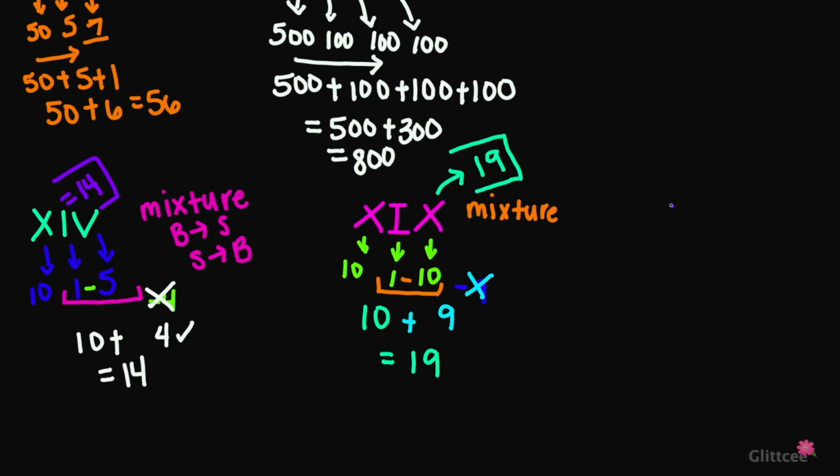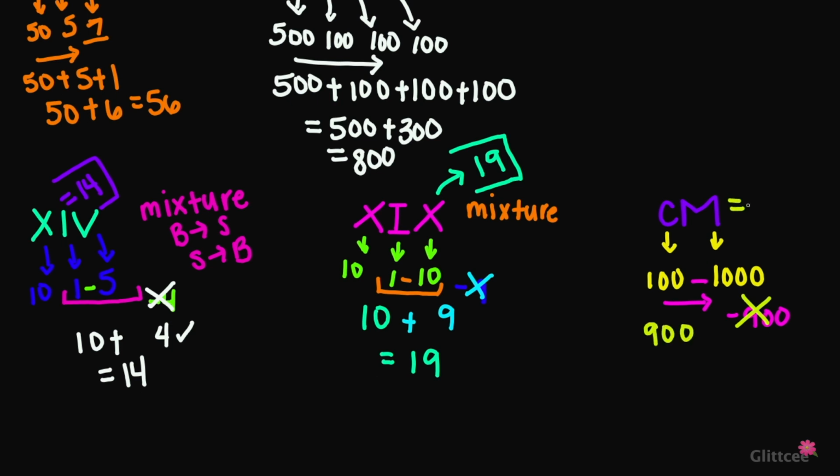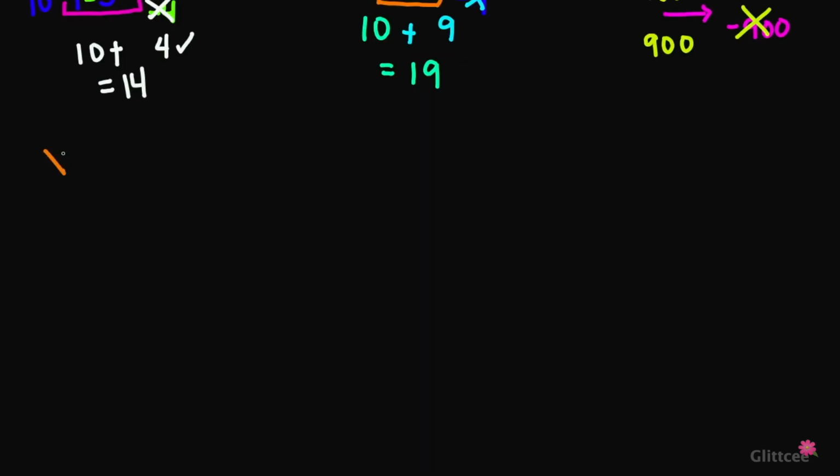What about Roman numeral CM? C is how many? 100. M is how many? 1,000. Okay. So I'm going from a small number to a big number. I need to subtract. Automatically know I need to subtract. So this is going to be negative 900, but we said no negatives. So I can't use that, but I will use 900. So CM is 900.